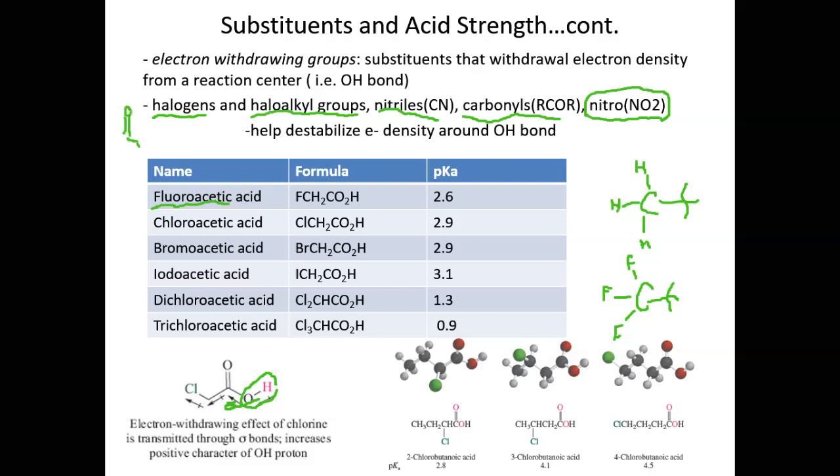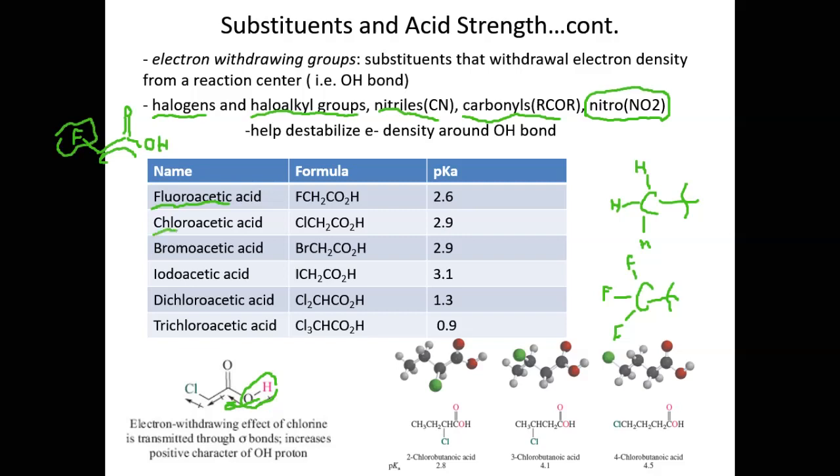Again, we're comparing apples to apples because it can get complicated fast. So acetic acid is this. Fluoroacetic acid looks like that. This fluorine does a good job of removing electron density. If you remember, acetic acid's pKa was 4.7. So we went from 4.7 to 2.6 just by adding a fluorine to acetic acid.